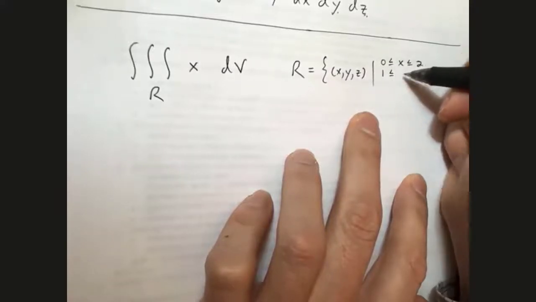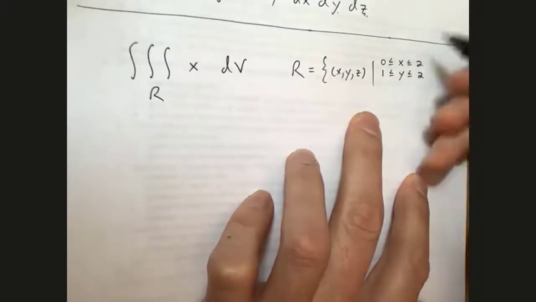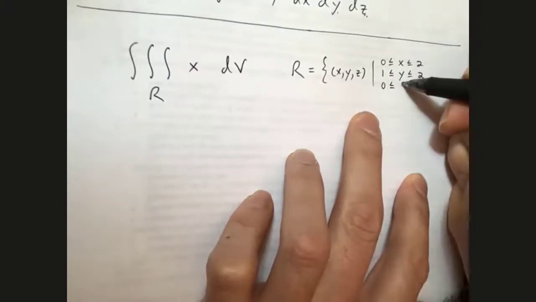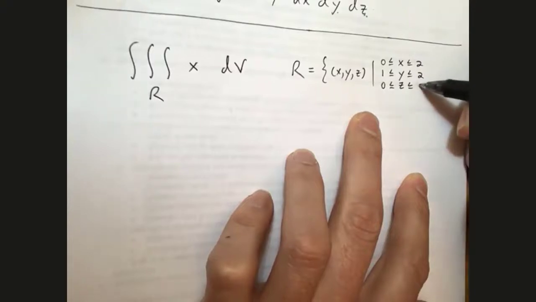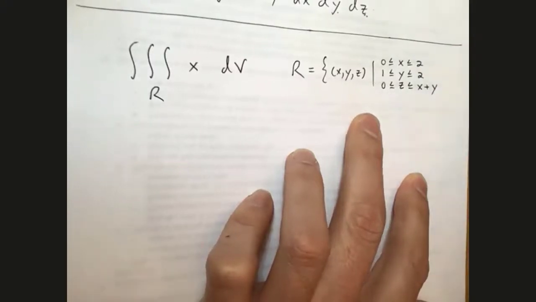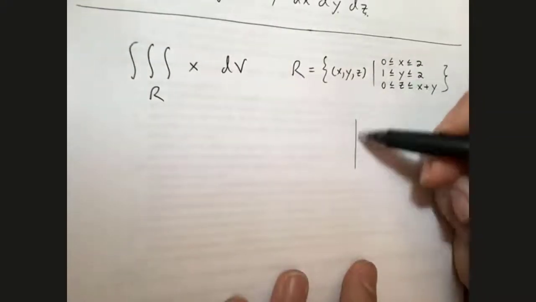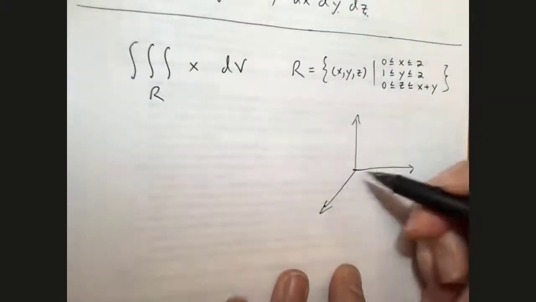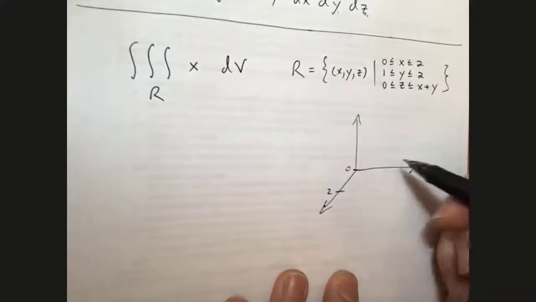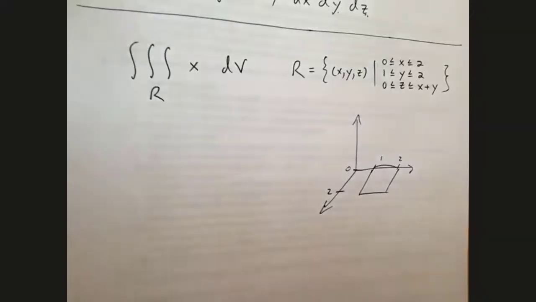Y was between 1 and 2. And z now goes from 0, but goes up to not a fixed number. It depends on where we are with respect to x, y. It goes up to the plane x plus y. A way to think about that is kind of how we were thinking about that other picture up above. So x is going from 0 to 2, y is going from 1 to 2, and so we have this rectangle in the xy plane.